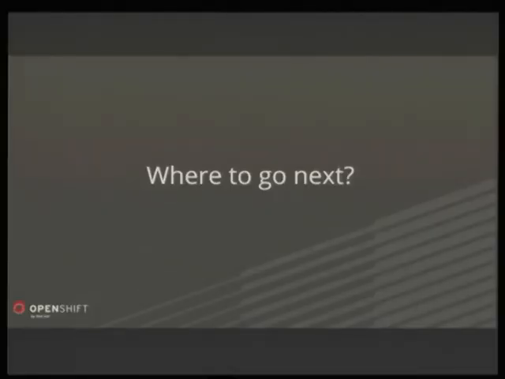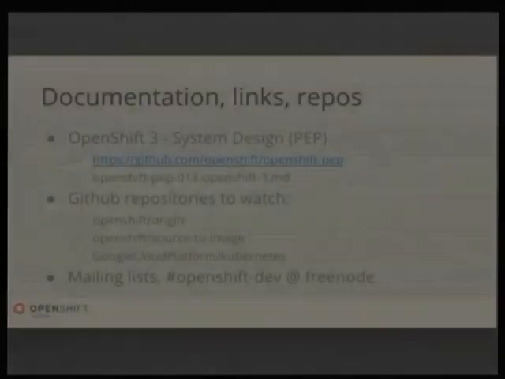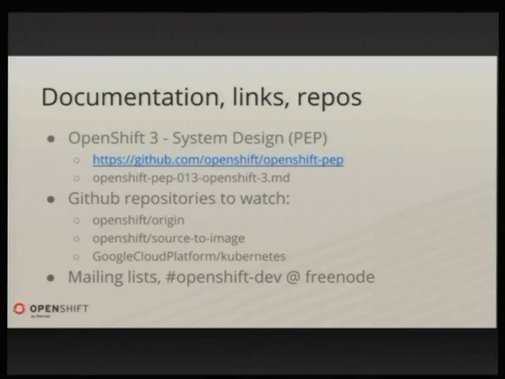So if you want to learn more about OpenShift and Kubernetes, we have a great PEP available publicly on GitHub. You can learn about the architecture, like how OpenShift will work in the future, and partially how it's working right now. You can also watch these three GitHub repositories. OpenShift/origin is the main repository for OpenShift V3. OpenShift/source-to-image is the main repository for the STI tool. And there are, of course, the Kubernetes repositories that Google owns.